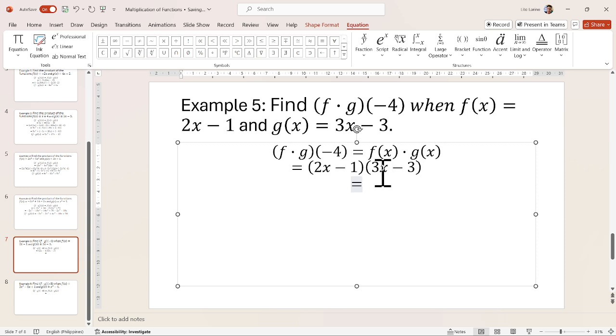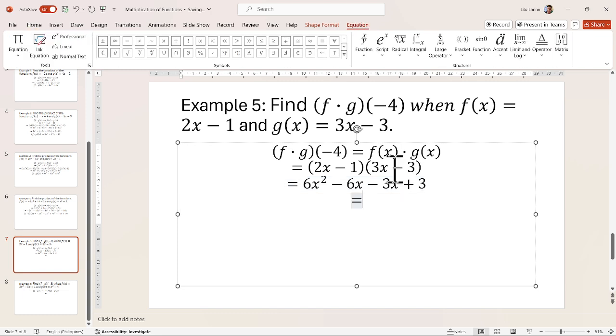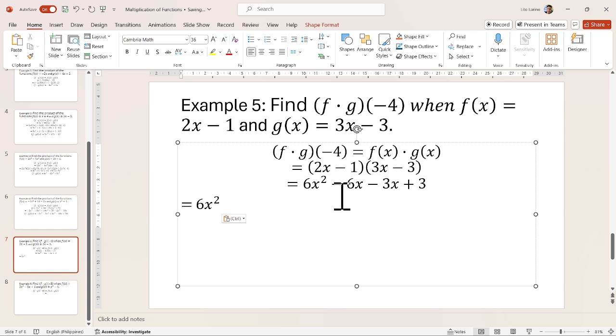Multiplying, we have 2x times 3x. Let's write it directly. We have 6x squared. Then 2x times negative 3, we have minus 6x. And the negative 1 times 3x, we have minus 3x. And the negative 1 times negative 3 is plus 3. Then we combine. Copy 6x squared. Negative 6x minus 3x is negative 9x. And then plus 3.